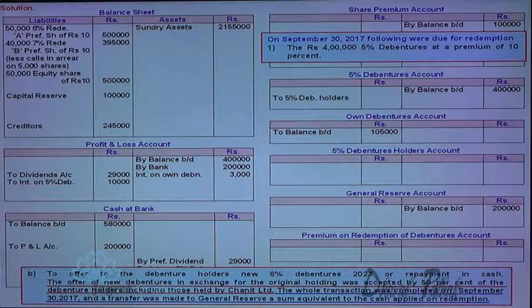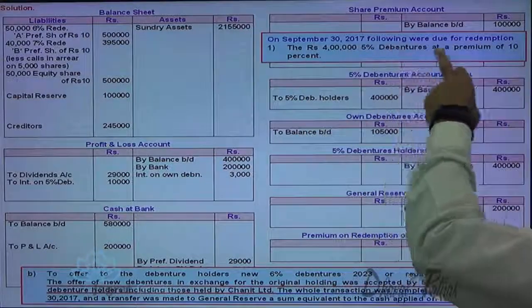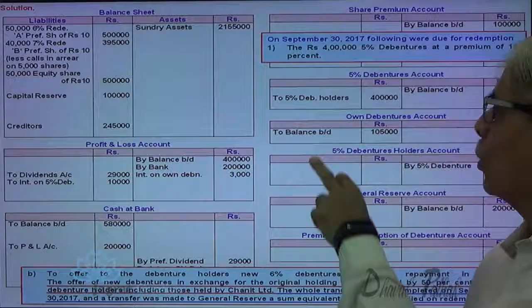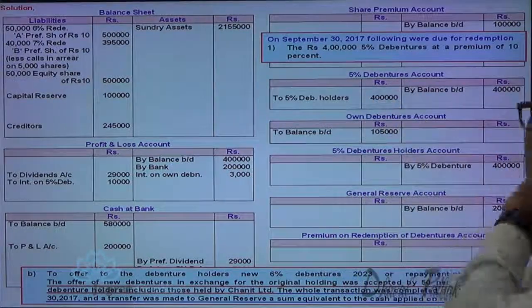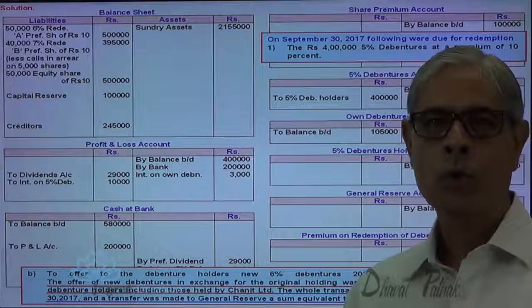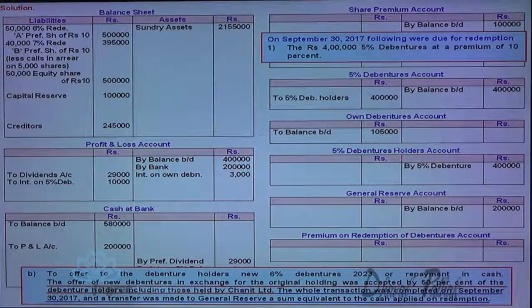So debentures account debit 4 lakhs to debenture holders account credit 4 lakhs, that is the first entry that I have made. Now debentures are to be paid at a premium of 10%. 10% redemption premium is to be paid. So 4 lakhs transfer to debenture holders account. On 4 lakhs, 10% premium is 40,000. So debenture redemption premium account debit 40,000 to debenture holders account credit 40,000.